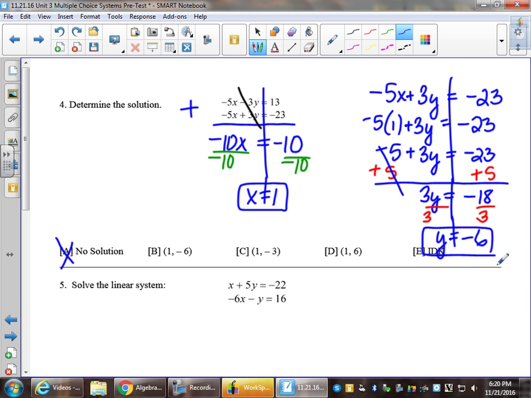So based on that, what's the right answer? I'm looking for a solution of 1, negative 6. Choice B.